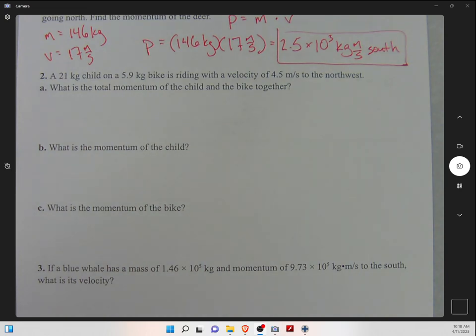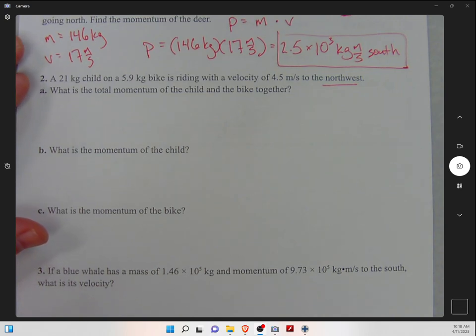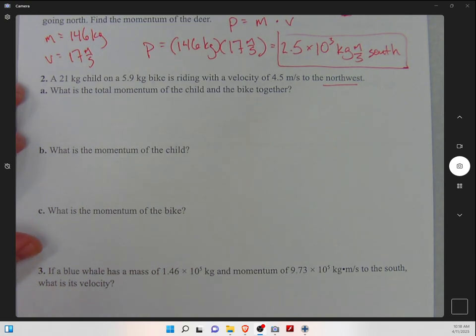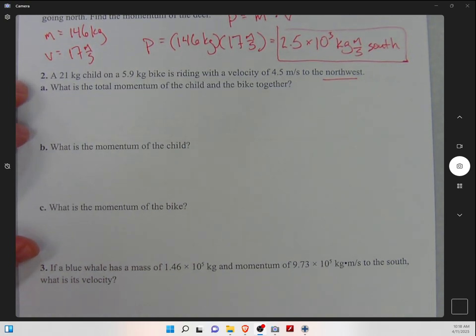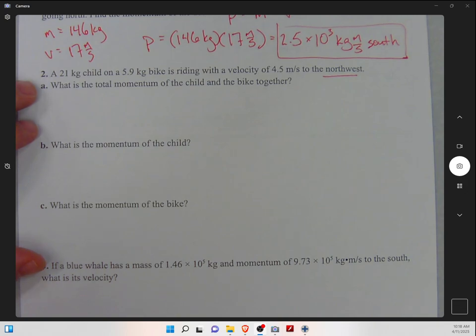Now for problem 2. A 21 kilogram child is riding a 5.9 kilogram bike at a speed of 4.5 meters per second to the northwest. Okay? So we have 3 different parts here. So we're going to solve this in 3 parts. A, what is the total momentum of the child and the bike together?